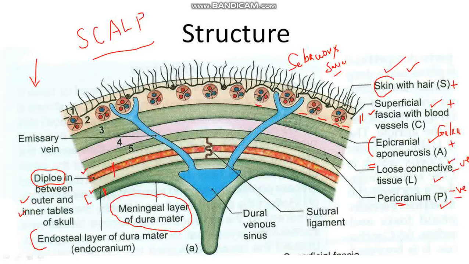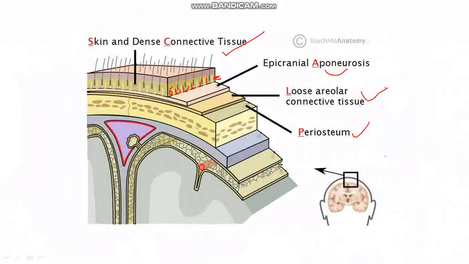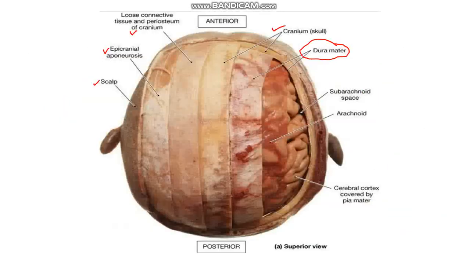Now further below this loose connective tissue, this is the pericranium. Now pericranium is loosely attached, but it is firmly attached only at the point of suture. This is the point of suture. Only at this point it's firmly attached. This is the cadaveric image.